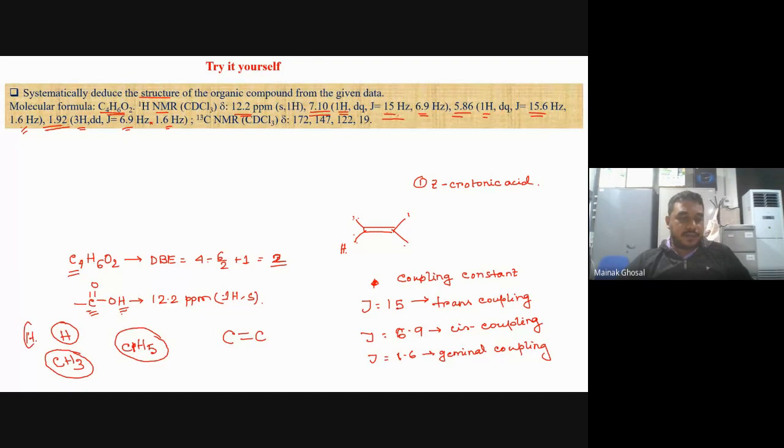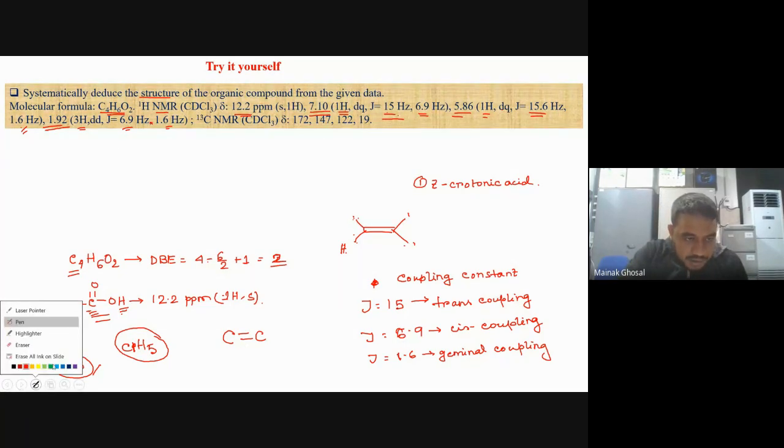Okay, so you have completed all the molecular formula. This is done. Now you need to put these groups. You have two hydrogens, a methyl, and an acid group. First I am going to put the carboxylic acid. So you have four groups, and you need to put them in the perfect place so that this satisfies the data.